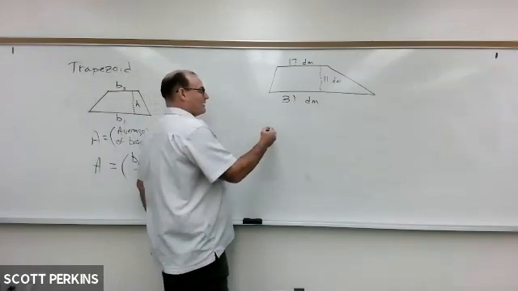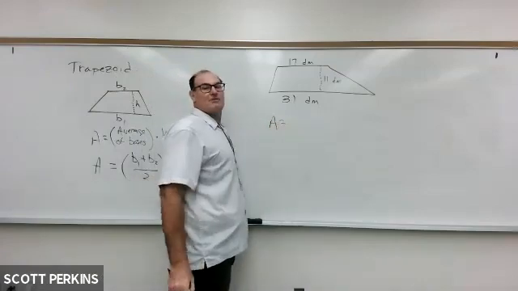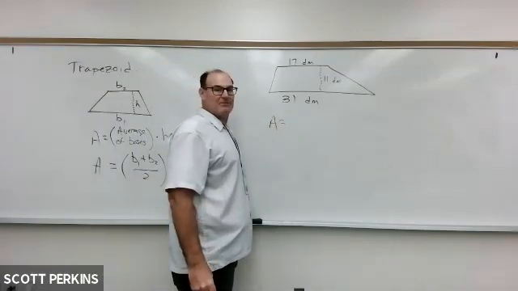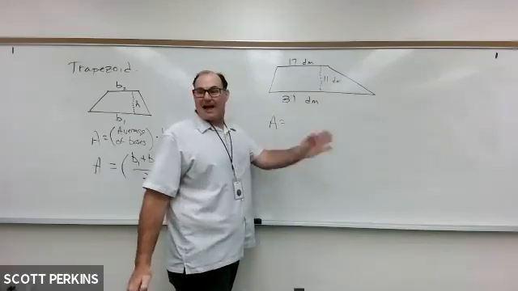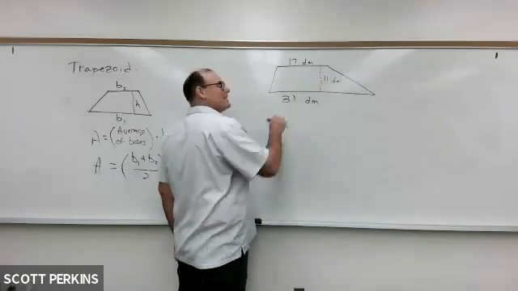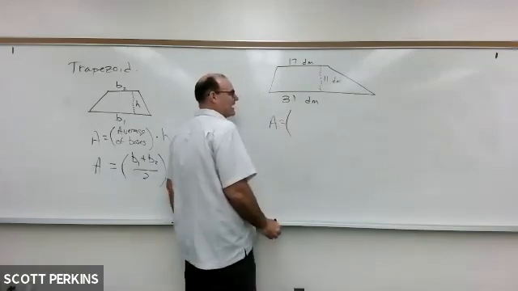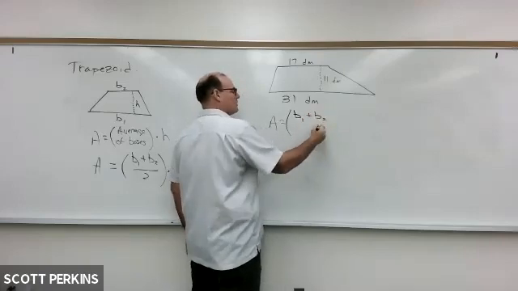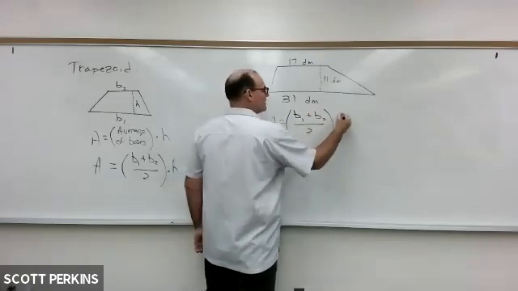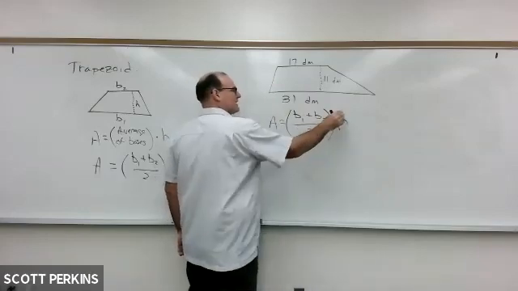All right, so the area of a trapezoid is the average of the bases times the height. It follows the same format. Parallelogram is base times height, triangle is a half base times height. The trapezoid is the average of the bases times height. So the average of the bases is base 1 plus base 2, doesn't matter which one's which, divided by 2 times the height. Average of the bases times the height.